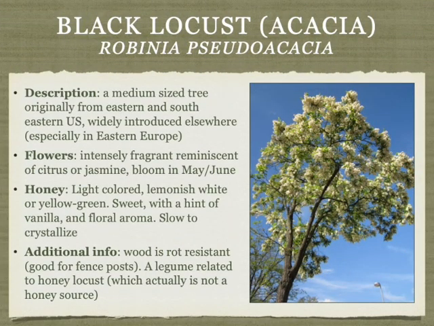Black locust, also called acacia, false acacia. It's originally from the eastern and southeastern U.S., but it's been widely planted elsewhere. Indeed, most of the commercial suppliers of this honey are located in Eastern Europe. The flowers are so fragrant.